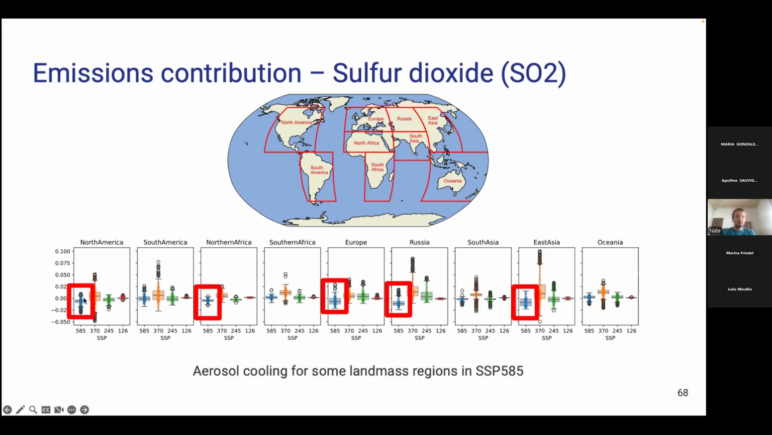And something that we do see is cooling in SSP 585 from sulfur dioxide, although the magnitude is super small. At least we're seeing some cooling on land masses. But in other emission scenarios, we're still not seeing the cooling that we want to see.